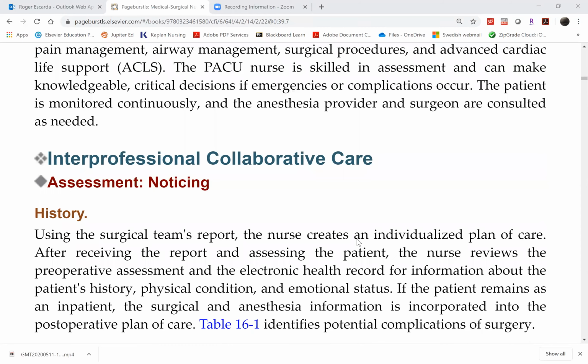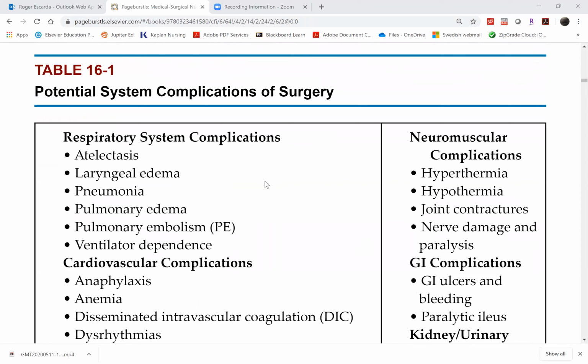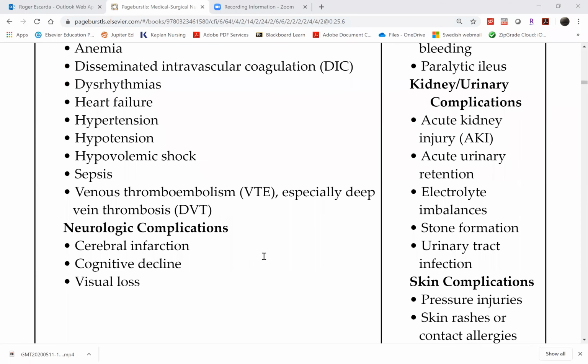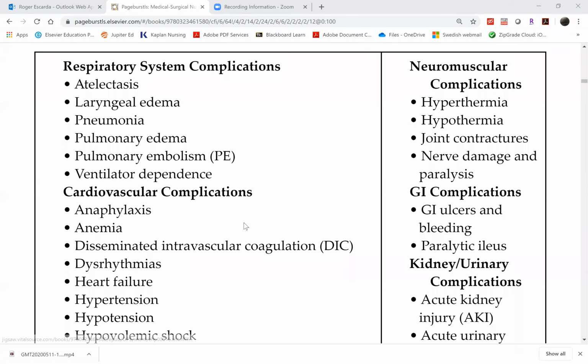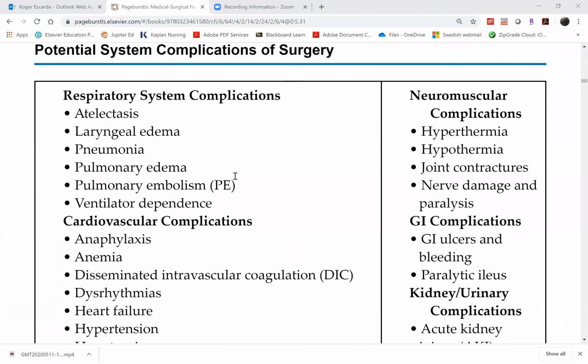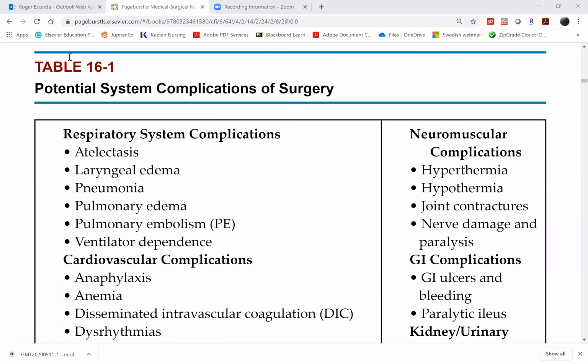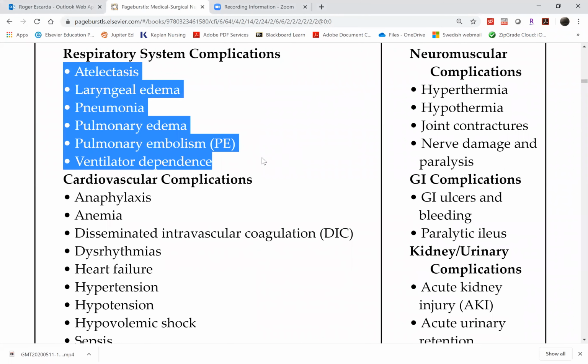Let's go now to the potential complications. It begins with table 16-1. After the table, though, the chapter explains each of the items listed here by system. So let's do a rundown here. Table 16-1. Most important, of course, we do ABC. So let's start with respiratory first. Any of these conditions could potentially occur.